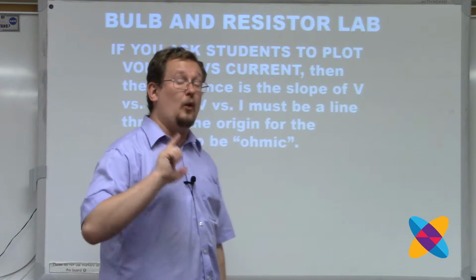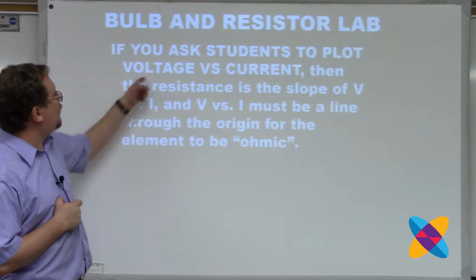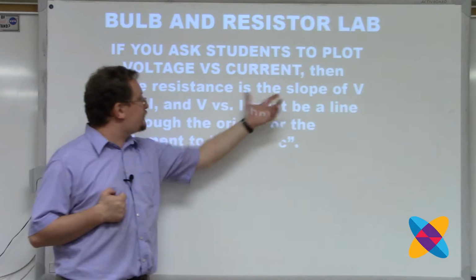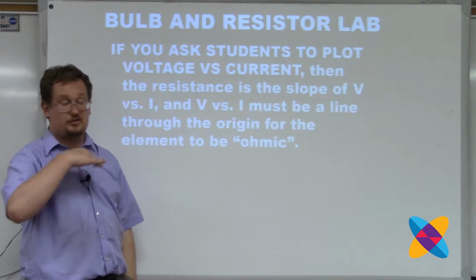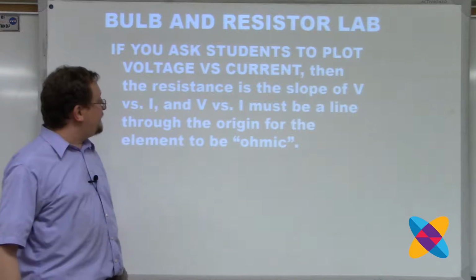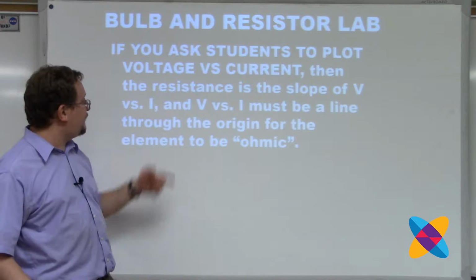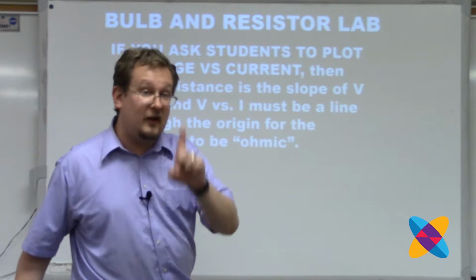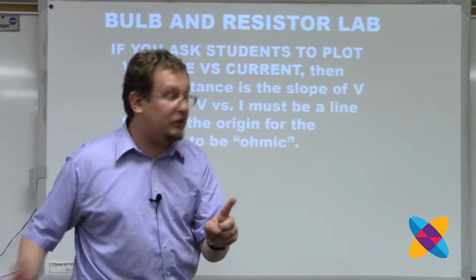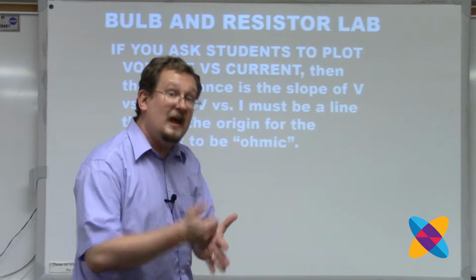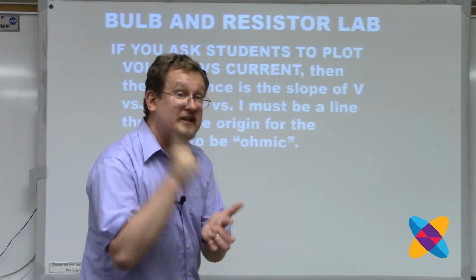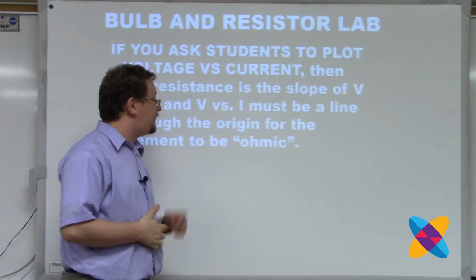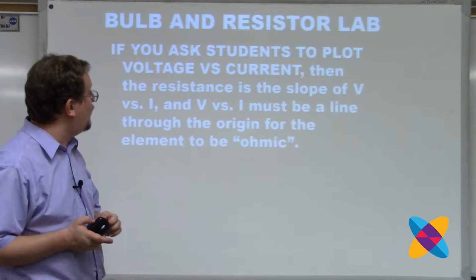All right, so what if you ask students to plot voltage versus current? Voltage goes up and current goes to the right. Then resistance is the slope of a V versus I graph, just straight up the slope. And the V versus I graph must be a line through the origin to be considered ohmic. That's what it means. Ohmic means voltage and current are directly proportional, and directly proportional means a line through the origin. Got to be both, a line and through the origin. Can't be one or the other, got to be both. That's a direct proportion, and that is ohmic.